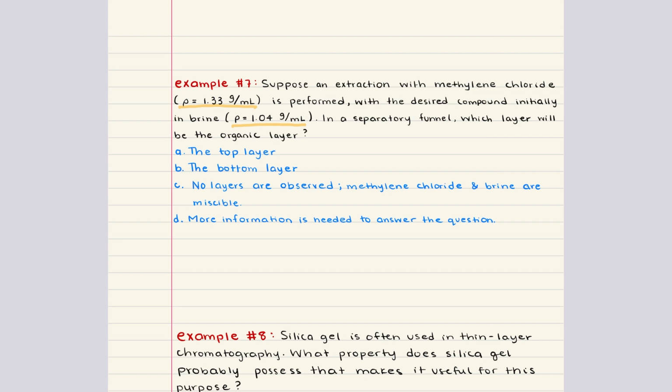Methylene chloride is an organic solvent. It's not water-based, and it's immiscible with brine, which is just a saltwater solution. Since its density is higher than brine, which we can tell by comparing the density values we're given in the problem, methylene chloride will be the bottom layer. That means that the organic layer is on the bottom in this extraction. So the correct answer for problem 7 is B.